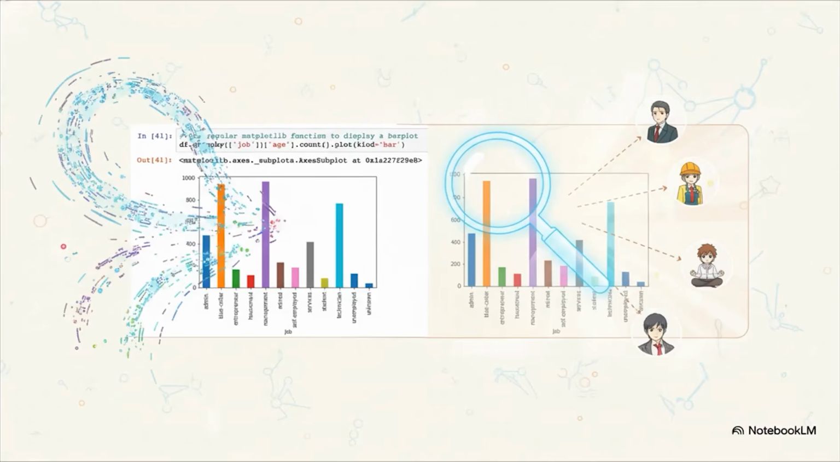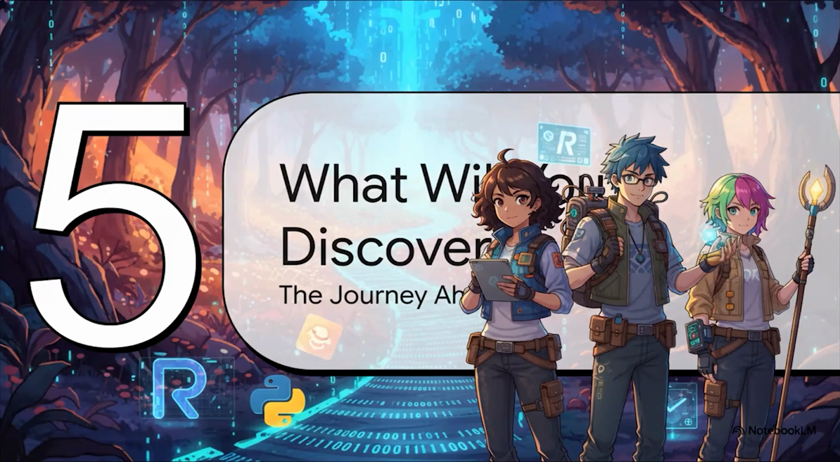And now for the finale. We group our data by a category, let's say job, and with one more command, we create a plot. And just like that, in 3 simple steps, we've gone from a raw data file to an actual insight. This chart tells a story, and that is the whole point of this toolkit, turning raw numbers into clear visual stories.